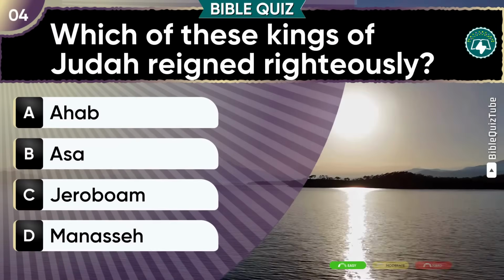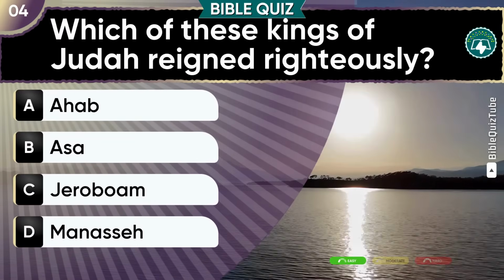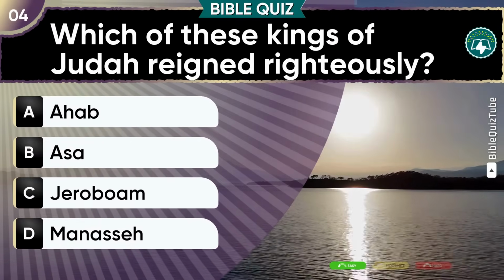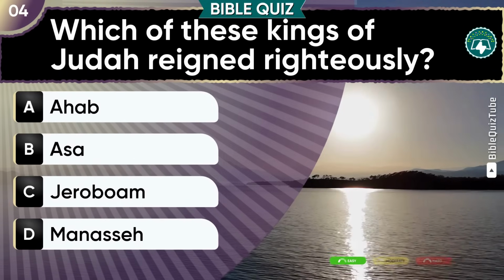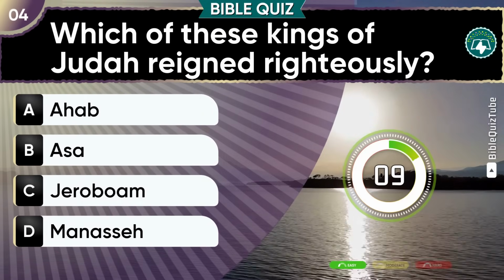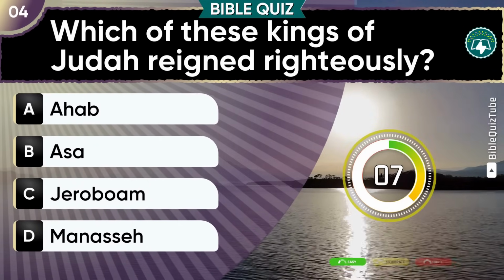Question 4. Which of these kings of Judah reigned righteously? A. Ahab. B. Asa. C. Jeroboam. D. Manasseh.